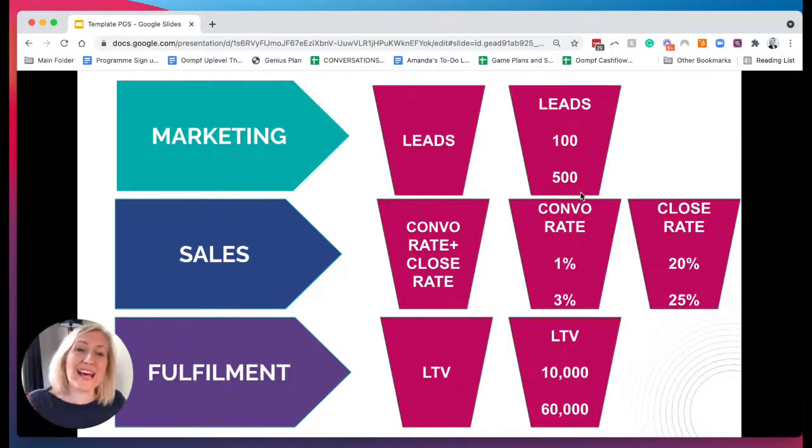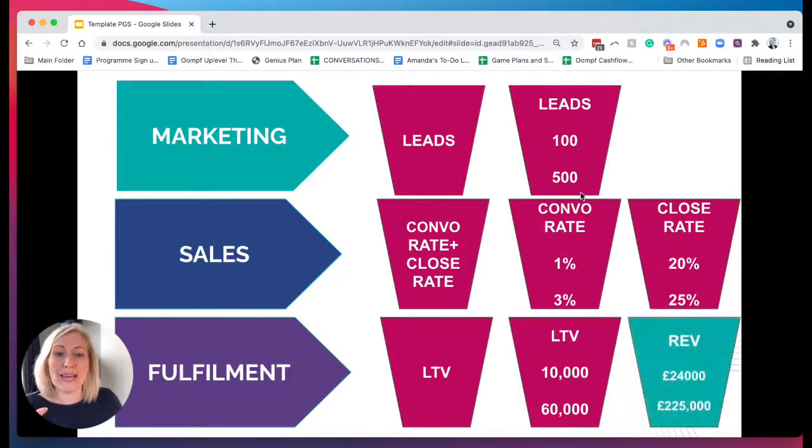Okay, if we have all of those changes, how does that actually affect your end amount of revenue? At the end of a year, if you had marketing, sales and fulfillment the old way, you would bring in revenue of 24,000. If you decided to put your prices up, work on your conversation close rate, and work on the number of leads you were generating, it would be £225,000 or dollars a year. Huge exponential growth with a few tweaks.